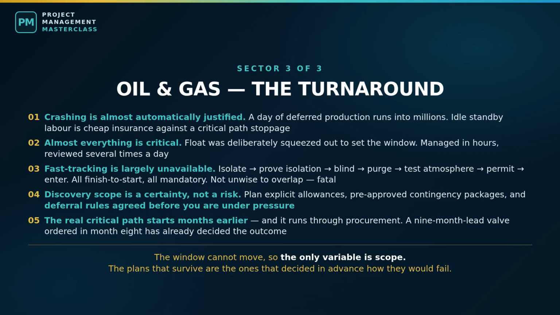You cannot overlap atmospheric testing with entry. Not because it is unwise, because people die. So fast-tracking, which was free money on our fiber project, is largely unavailable here. Your options reduce to crashing and sequencing.